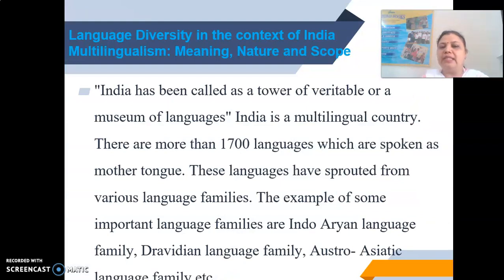As we all know, India is a diverse country in terms of language, culture, food habits, dressing and so on. India has been called a Tower of Babel or a Museum of Languages. India is a multilingual country and there are more than 1700 languages, including dialects and sub-dialects, which are spoken as mother tongue. These languages have sprouted from various language families. Examples of some important language families are the Indo-Aryan language family, Dravidian language family, Austro-Asiatic language family, etc.